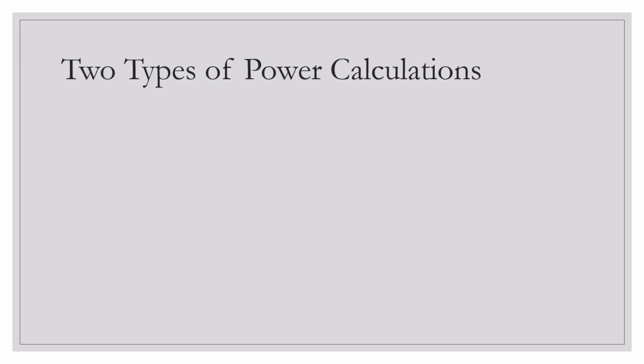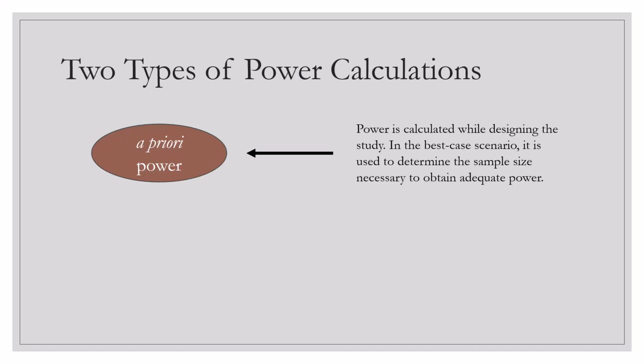There are two types of power calculations that are typically used in research studies. One is what I call a priori power. That is, power is calculated when designing the study. In the best case scenario, it's used to determine the sample size we need in order to obtain adequate power so that we can make sure we get that many observations when conducting the study. A priori means before the fact, before the study.